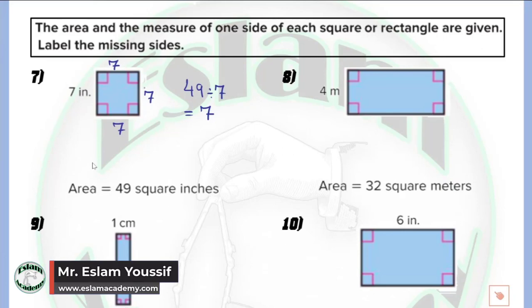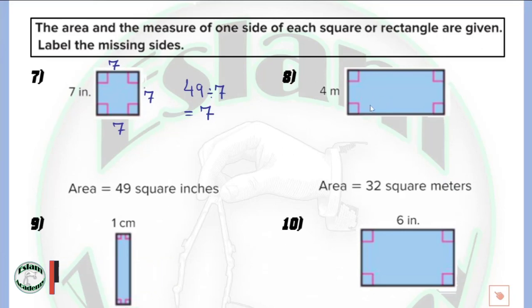Because the adjacent side is equal to 7, all of the missing sides will be 7 because we are talking about a square. In question number 8, we have a rectangle. The area is equal to 32. One of the sides equals 4. So just divide 32 by 4. Now the answer will be 8. Once we find the answer is 8, it means the length is equal to 8 meters. So the opposite side will also be 8. And because we have 4, the opposite will also be 4.